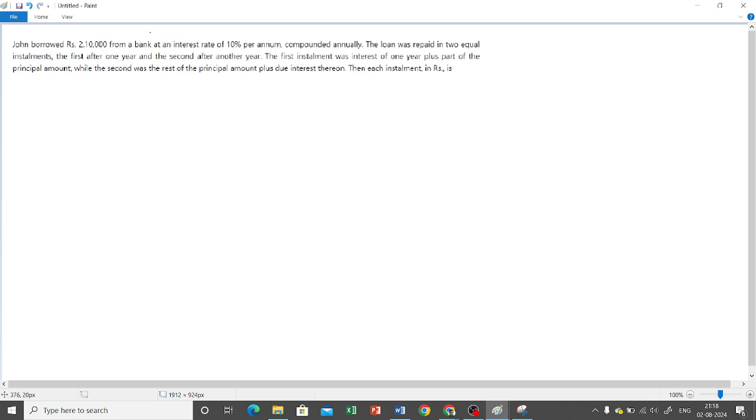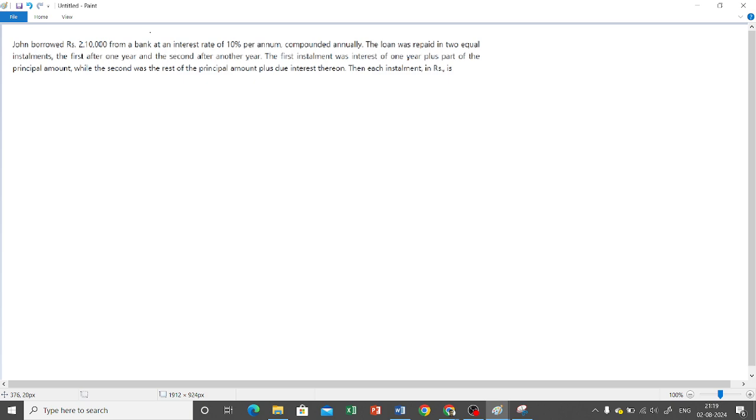Please read this sum. This is actually CAT 2018, slot 1. This is a sum on installment. Please try to do this sum in the same way that I told you, exactly in the same way.